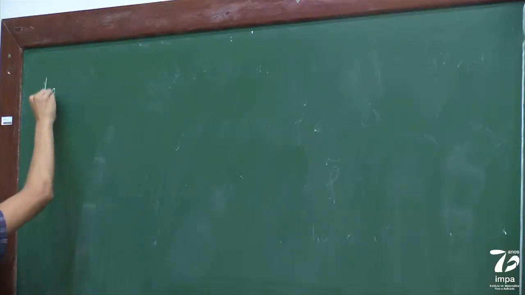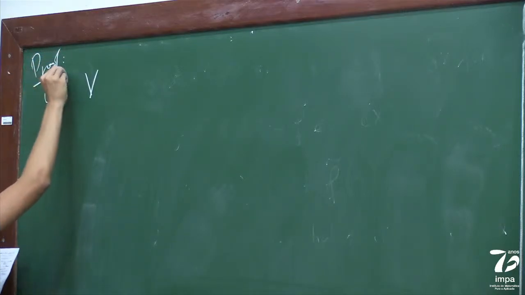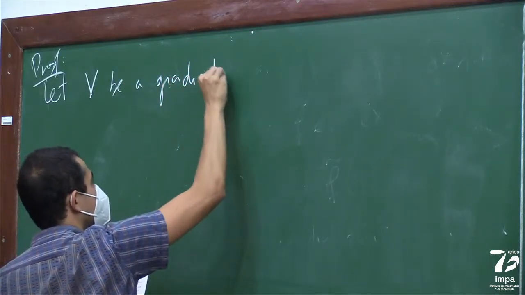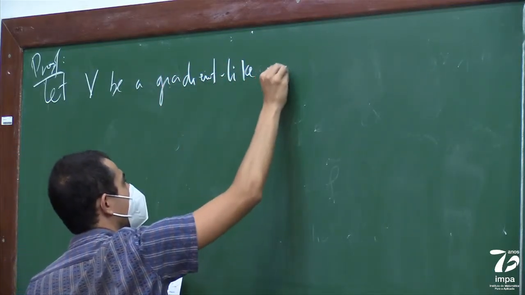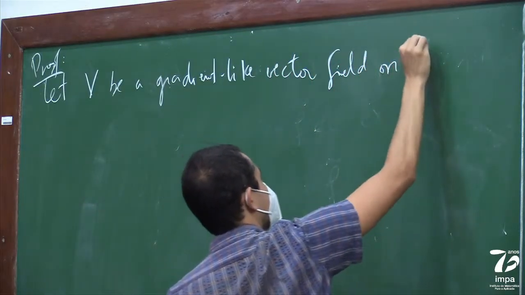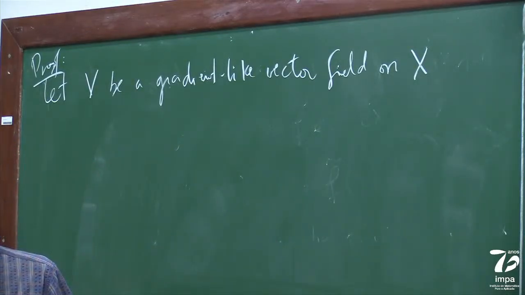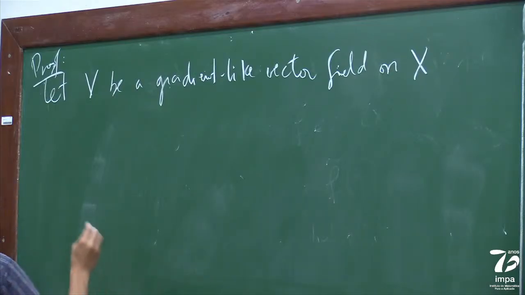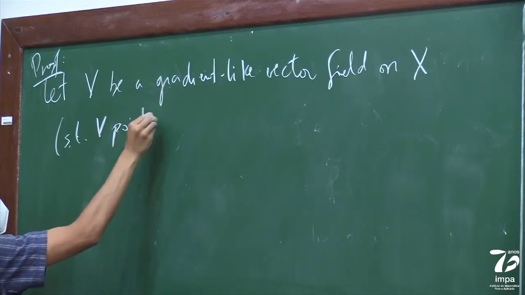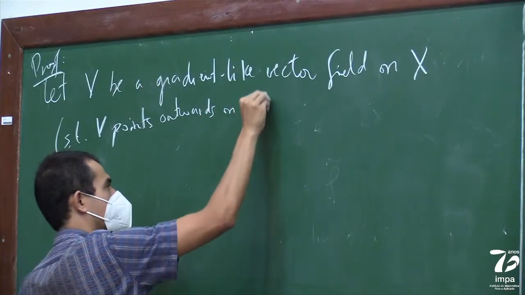So let V, so this is the proof, let V be a gradient-like vector field on X. And I want it to be pointing outwards if you're on the boundary. So, such that V points outwards on the boundary.